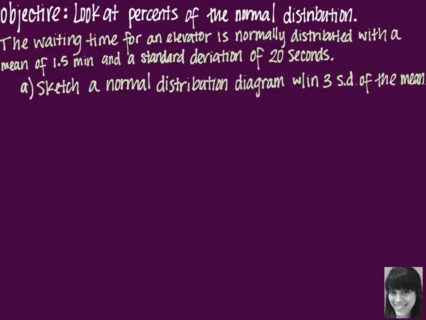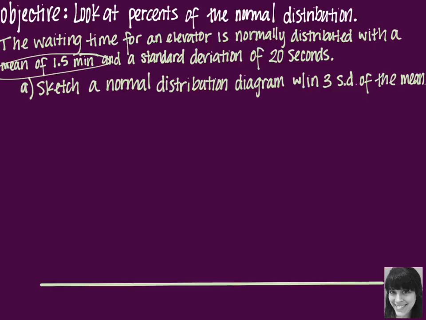So the waiting time for an elevator is normally distributed with a mean of 1.5 minutes and a standard deviation of 20 seconds. Sketch a normal distribution diagram within 3 standard deviations of the mean. So first thing I'm going to do is I'm going to make an x-axis, and I'm going to label it. It's going to be in seconds. And I'm going to plot my mean. Now, my mean is in minutes. I don't want that. I just labeled my x-axis as seconds. So, what is 1.5 minutes in seconds? It is 90 seconds.